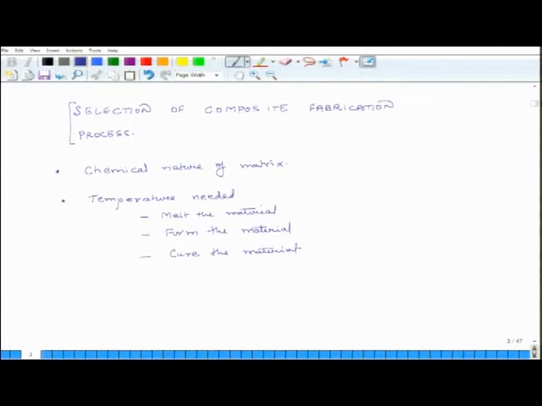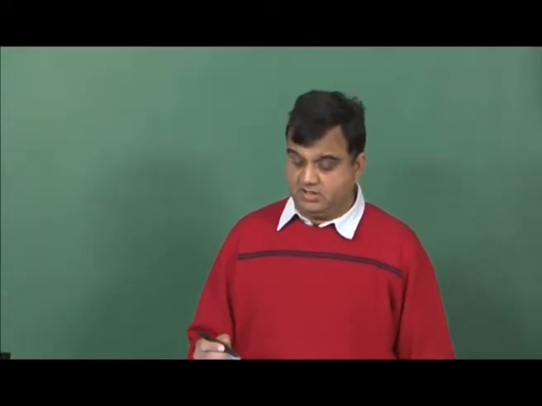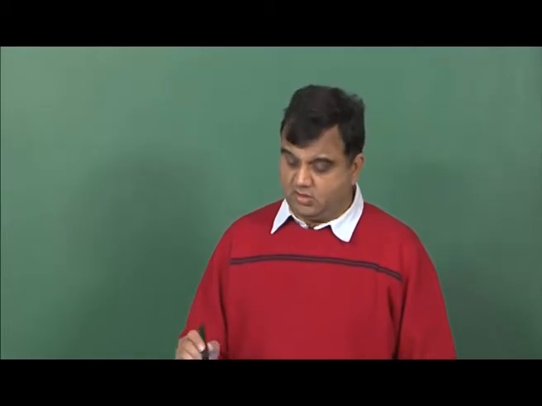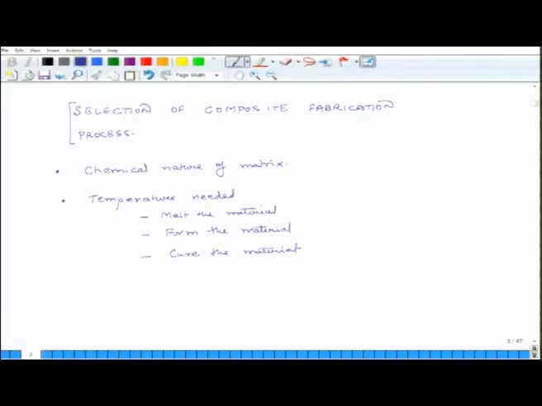So, the fabrication process depends on the chemical nature of the matrix and what kind of temperature you need. It could be needed for melting the material, or forming the material, or curing the material. It is never all three in the same example. So, either you have to melt it or form it or cure it. These two important considerations play a very strong role in figuring out what kind of composite fabrication process is required or relevant for my particular application.